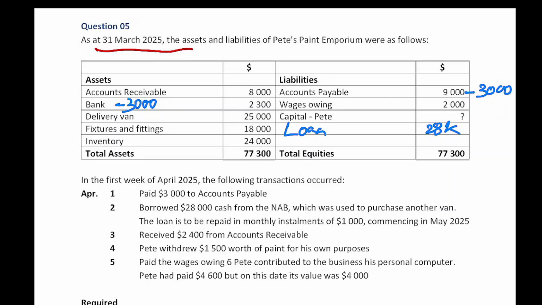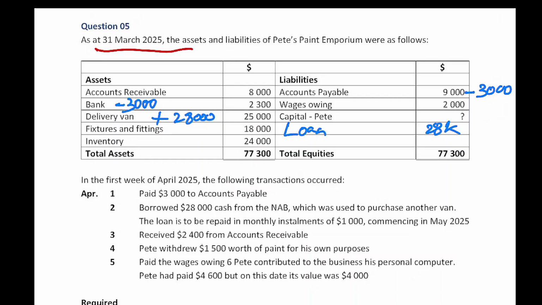What is the other item affected? Vehicles, which is a van. Then what would you do? I will put plus 28k here. 28,000.